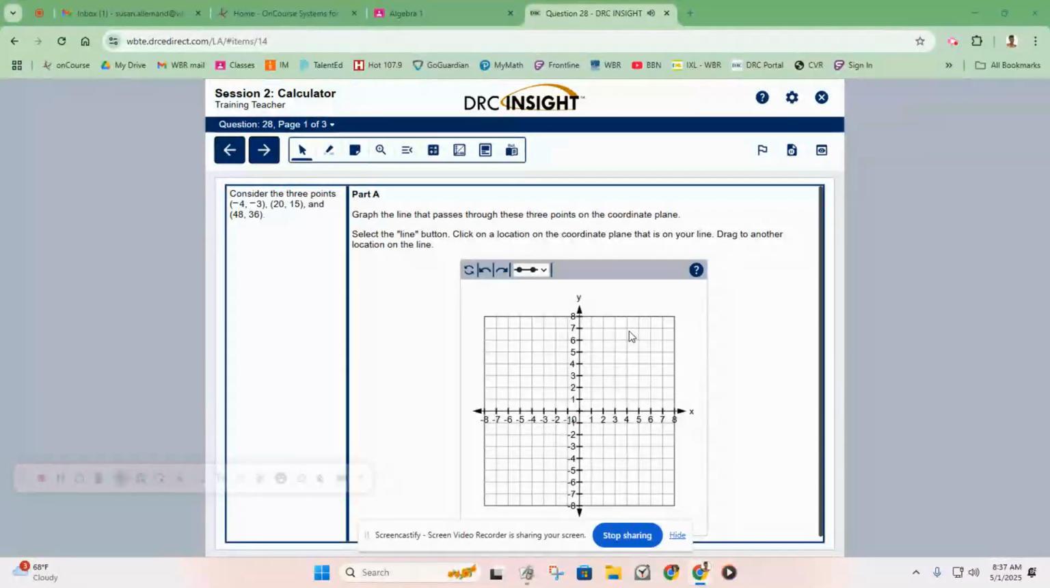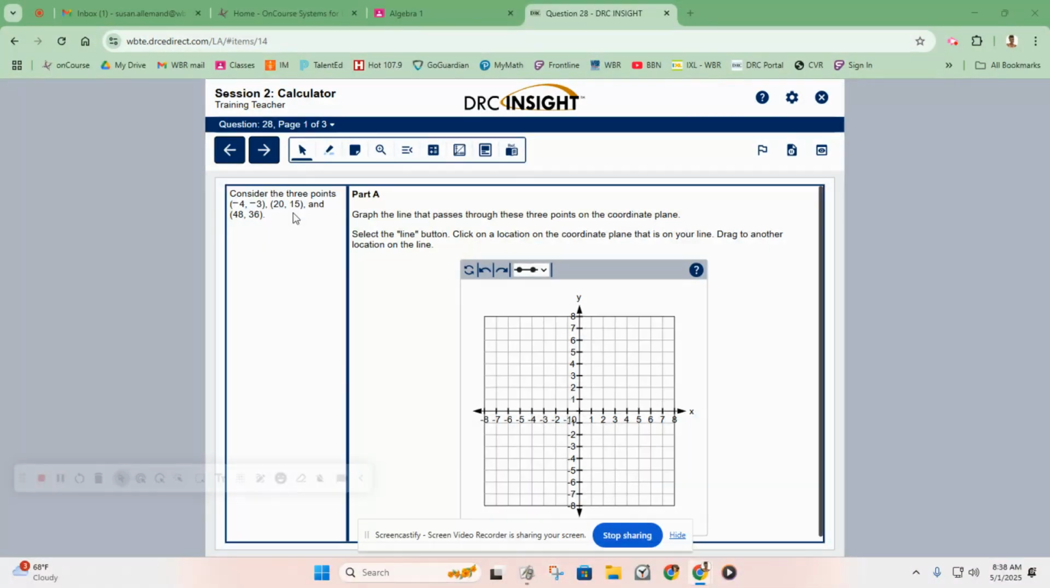Number 28, consider the 3 points, -4, -3, 20, 15, and 48, 36. Graph the line that passes through these 3 points on the coordinate plane. Select the line button, click on the location of the coordinate on the coordinate plane that is on your line, and drag to another location on the line. So what we need is 2 points on the line.